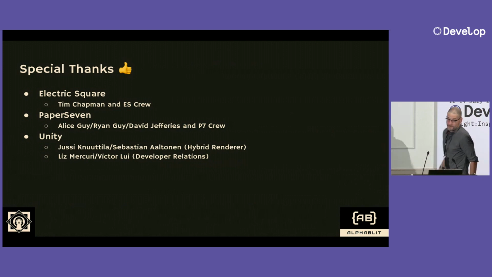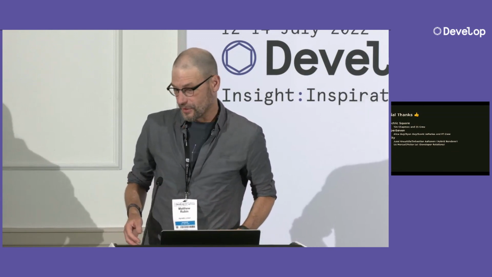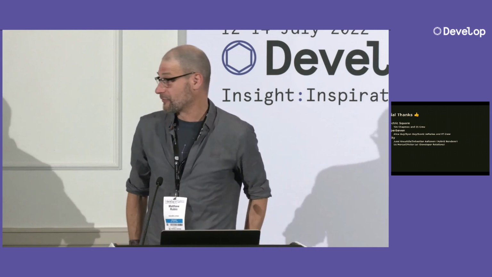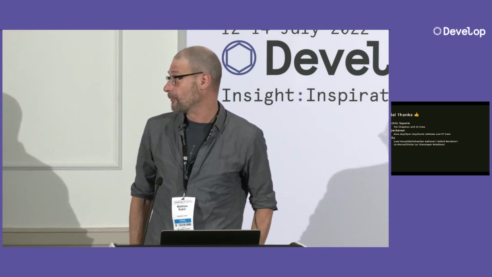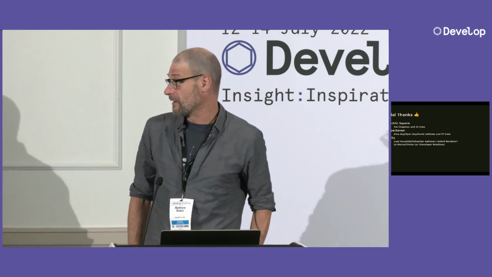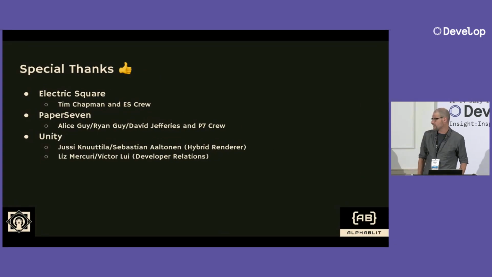Right. Well, just to be clear, we were just a small part of a much bigger team, and we just wanted to acknowledge the work that was done in Electric Square by Tim and the Electric Square crew. As well, we also collaborated with the Paper 7 team, Alice, Ryan, and Dave. And then also we want to give a shout out to the Unity people, particularly Jussie and Sebastian and the hybrid rendering team who gave us a lot of help when we asked questions, as well as Liz and Victor in developer relations who also gave us a lot of information and were really instrumental in us releasing this game on time and with high quality and high performance.